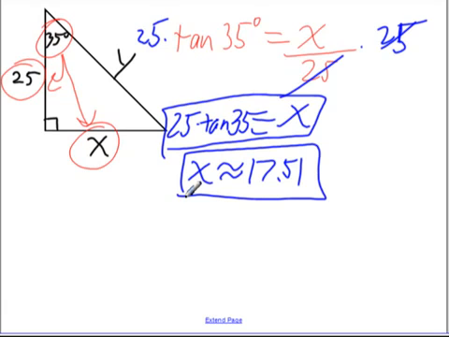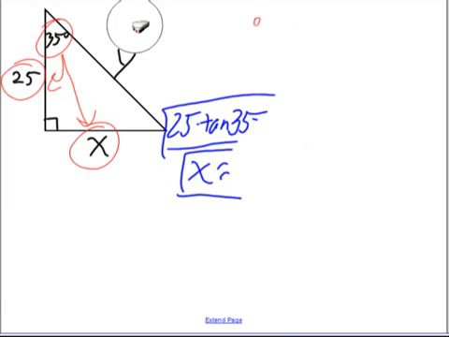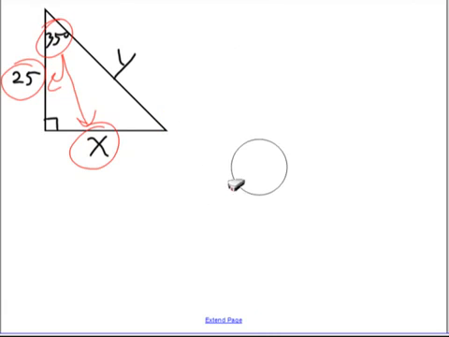All right. Now we want to solve for y. And we're going to treat this really like a totally new problem. So let's just get rid of all that and start over.